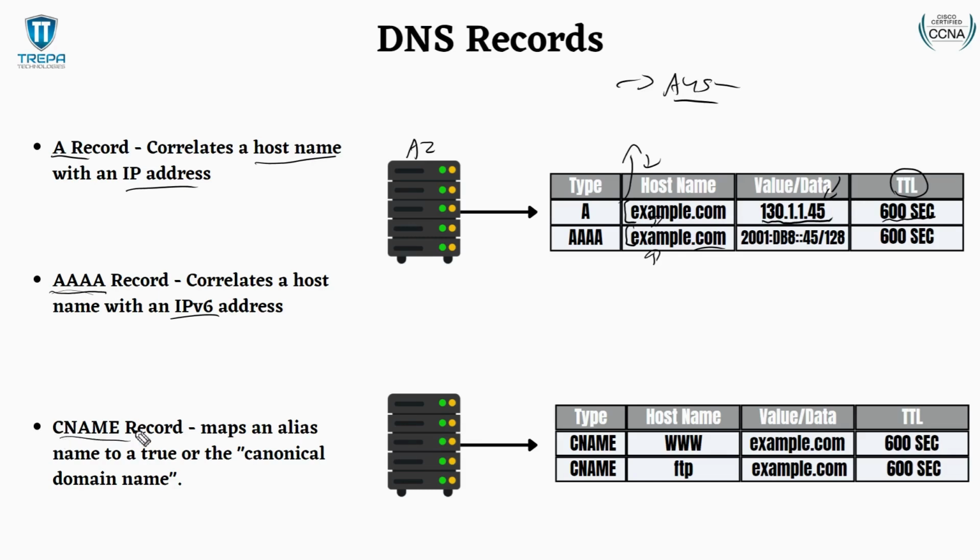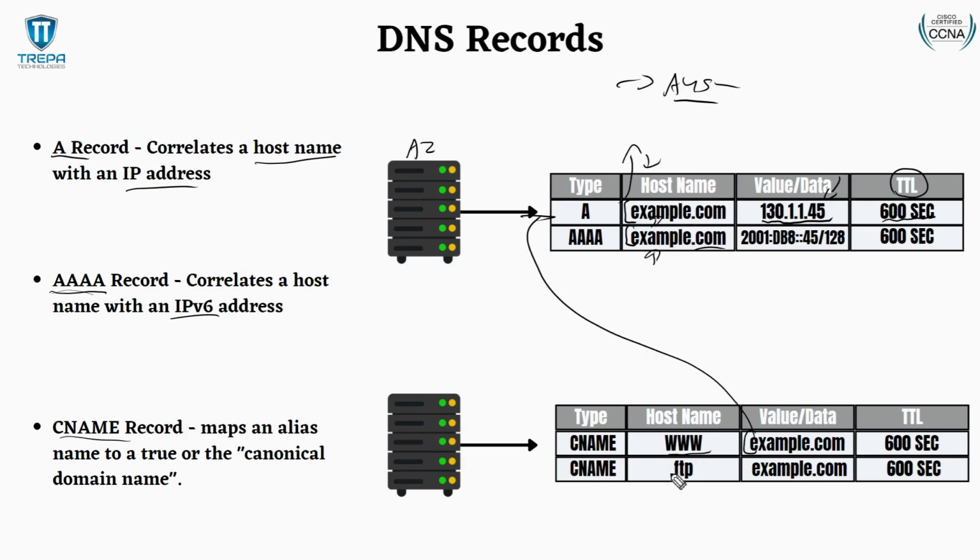And then a CNAME record. This is a canonical domain name. So this is going to map an alias name to a true canonical domain name, okay? So what we mean by this is our true domain name is going to be example.com. And we just specified that with this A record here. Well, what if I need to access that domain via the World Wide Web?